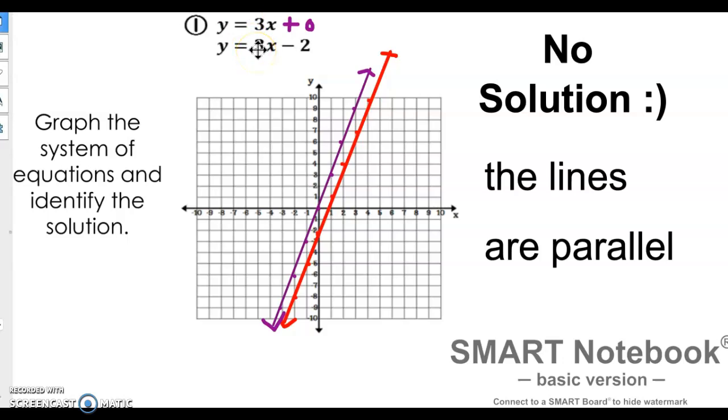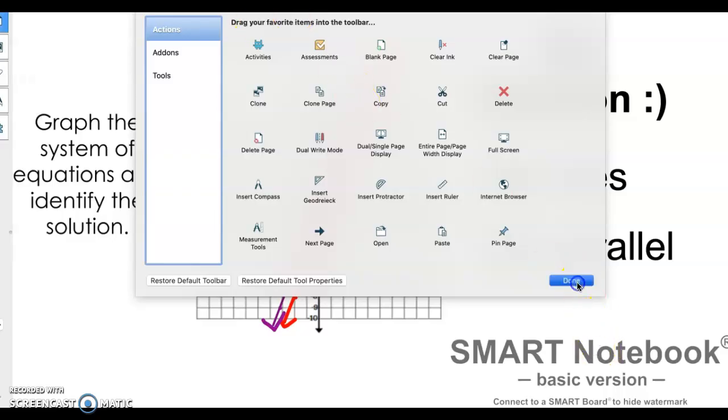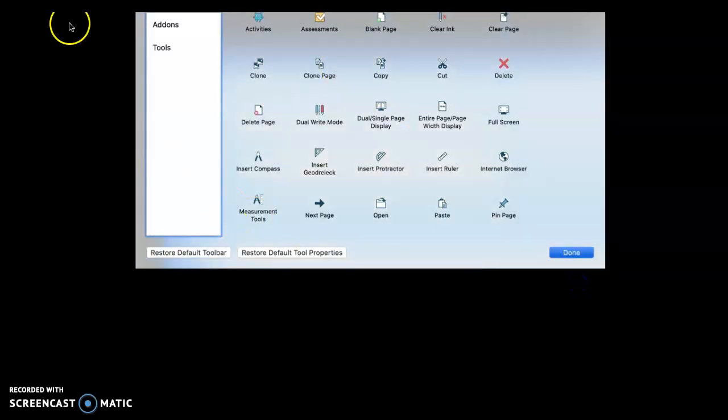Remember, the solution to a system of linear equations is the point where the two lines intersect. Here, though, we notice kind of a unique situation. The purple line and the red line do not intersect, and they never will, because they are parallel. You can tell that the lines are parallel.